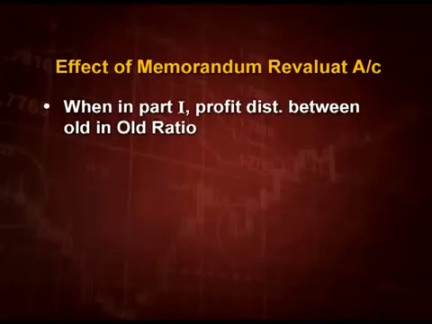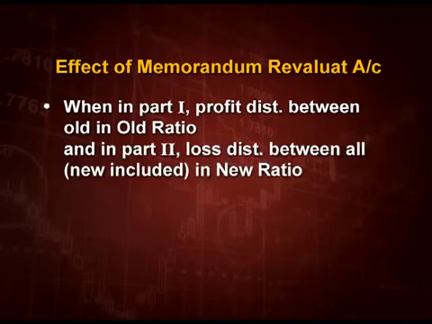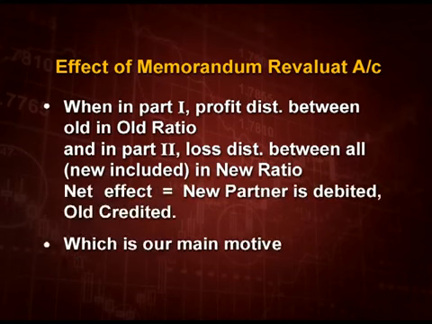When in part 1, profit is distributed between old partners in the old ratio. Please see the boxes carefully. Between old partners in the old ratio, and in part 2, loss is distributed between all, including the new partner, in the new ratio. What is the net effect of all this? Net effect is that the new partner is debited and old partners get credited, which is our main motive.